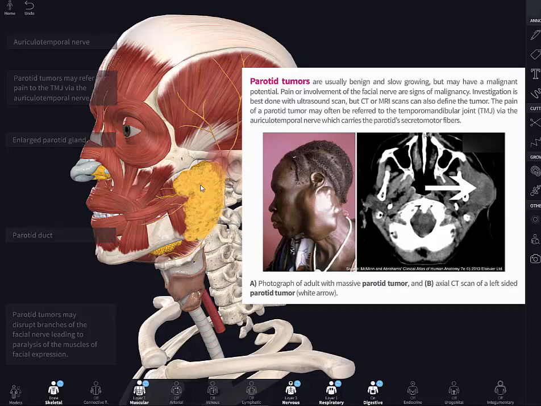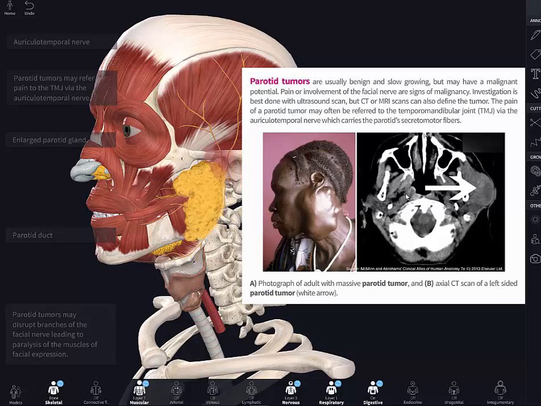So pain or involvement of the facial nerve are signs that it's malignant, and the investigation is best done with an ultrasound scan. You can see here, this is now a CT scan, but already with an ultrasound scan you can see if the parotid gland is abnormally large.